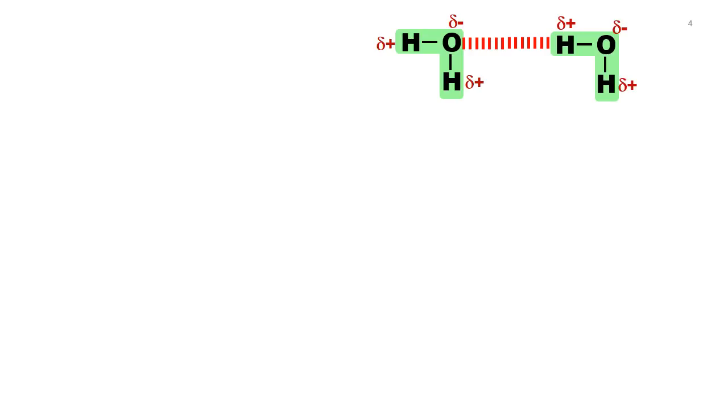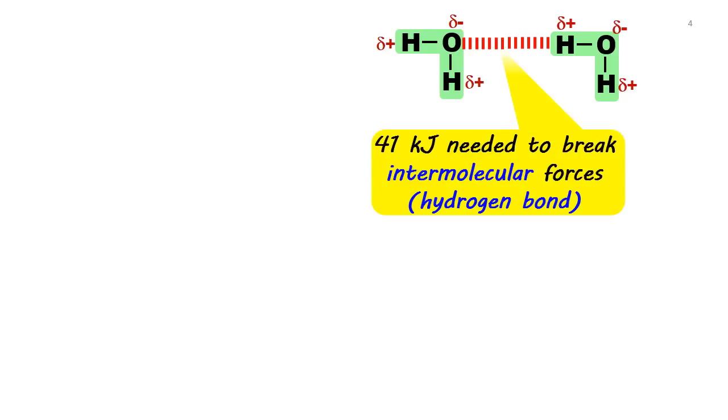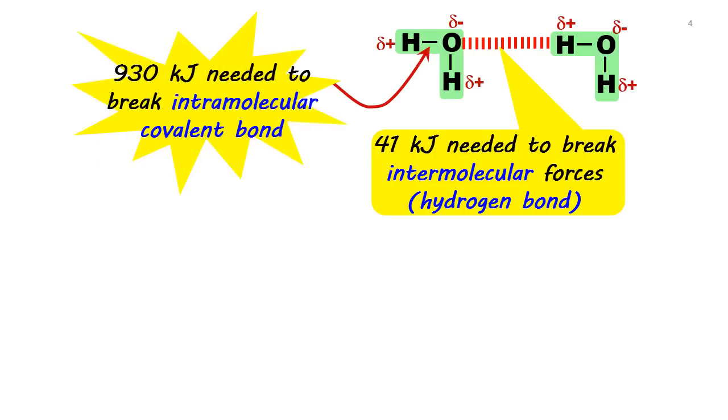Well, how much energy do you think is required to break this hydrogen bond? It is 41 kilojoule per mole, whereas 930 kilojoule per mole of energy is needed to overcome the intramolecular covalent bond. Comparing these two values of energies, we can easily conclude that intermolecular hydrogen bond is weaker than intramolecular covalent bond, since the energy required is so much lower.